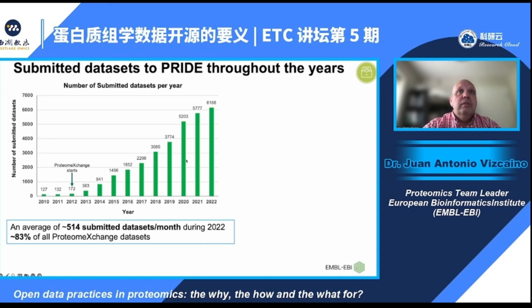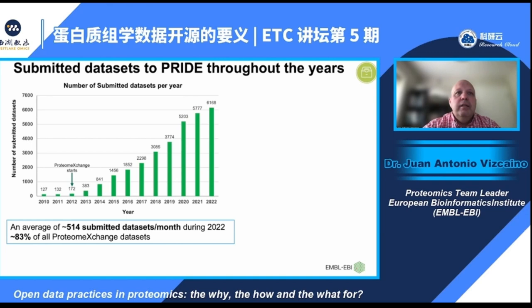And it's very nice that this happened, of course. An average of 514 data sets were submitted per month during 2022. And this comprises around 83% of all ProteomeXchange data sets. That's why PRIDE is really the world leading resource in this context.